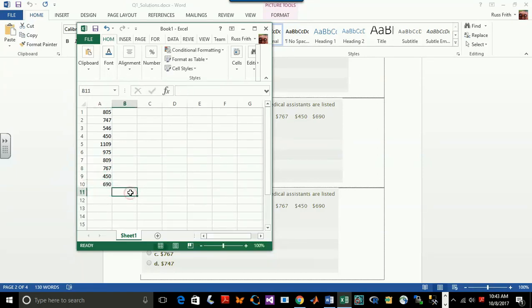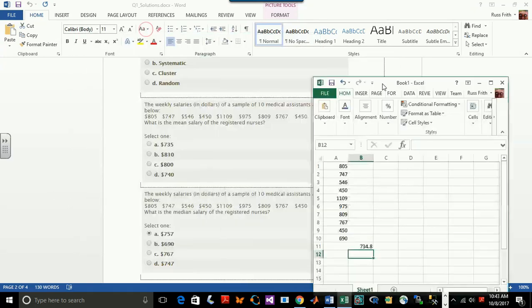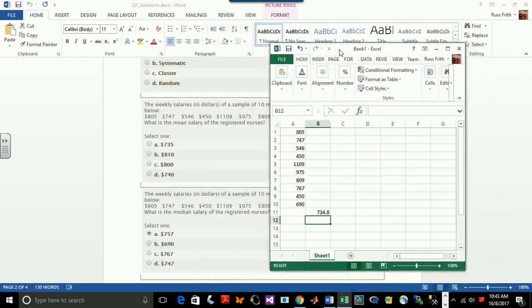So in Excel, that's just mean, right? Or average. You can take average. And the cell range is A1 to A10 for this worksheet. So it's $734.80. So you could go with choice A for this one.